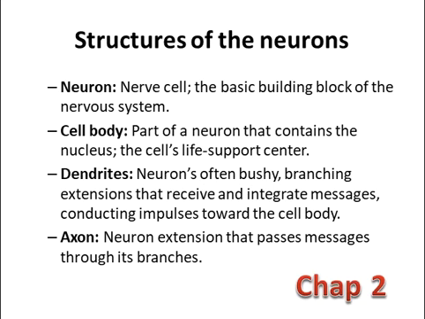We have the dendrites. The neurons are often bushy, branching extensions that receive and integrate messages, conducting impulses toward the cell body. After the cell body, we then have the axon, the neuron extension that passes messages through its branches all the way to the terminal buttons at the end, which contain those vesicles that contain the neurotransmitters that will then be released to travel across the synaptic gap.